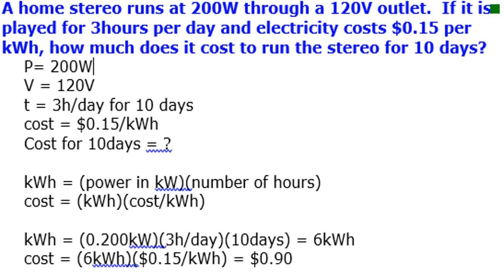However, in this question, it's going to be on for 10 days. So to get our total time, we have to account for every single day. We take 3 hours per day multiplied by 10 days. We get a total of 6 kilowatt hours. The cost is 15 cents per kilowatt hour. If we have 6 kilowatt hours, then it makes sense to take 6 kilowatt hours and multiply it by 15 cents per kilowatt hour for a total of 90 cents. So it'll cost you 90 cents to run your stereo for 3 hours a day for 10 days.